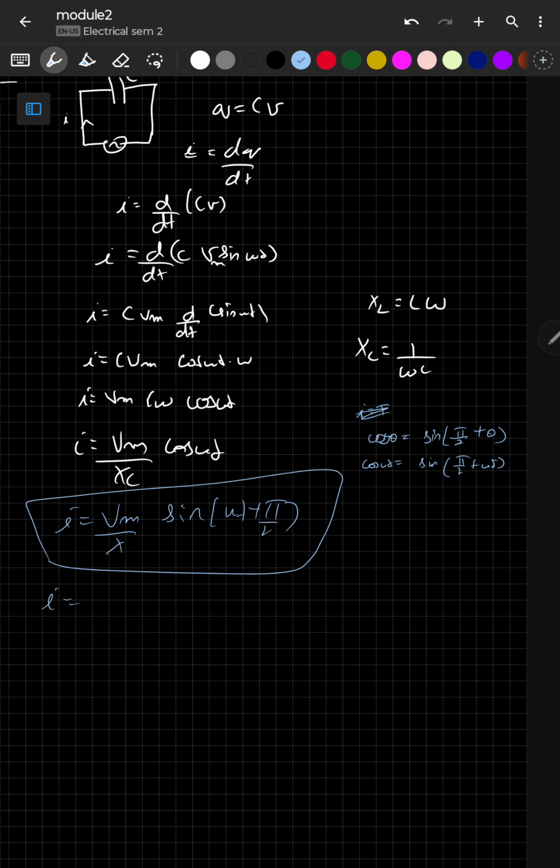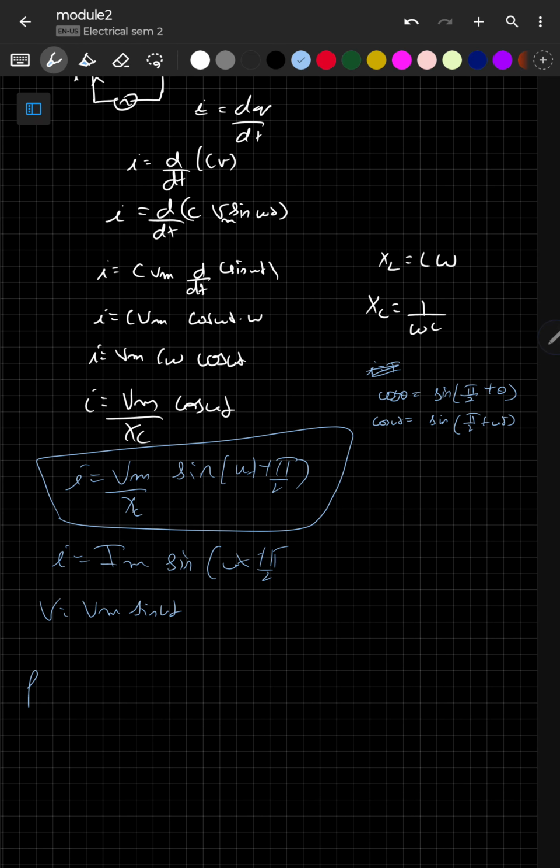So I equals Im, basically Vm by Xc. This is Xc, okay. So I equals Im sin omega t plus pi by 2, and v equals Vm sin omega t. Here current and voltage are not in the same phase. Current is leading the voltage by 90 degrees. So how am I going to draw the phasor diagram? This is the voltage, this is the current. Current is leading the voltage by 90 degrees.